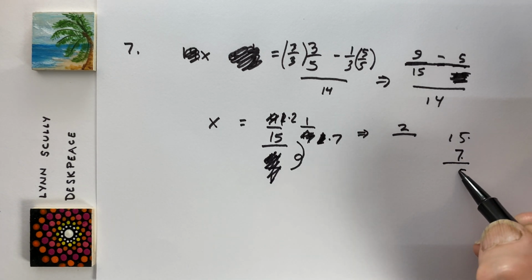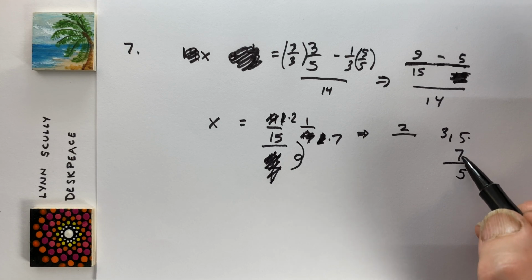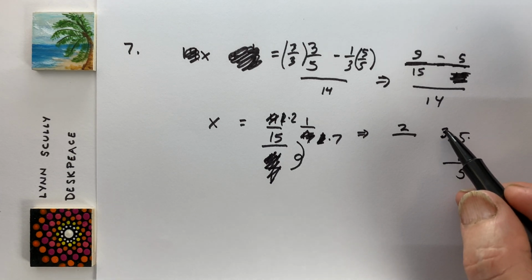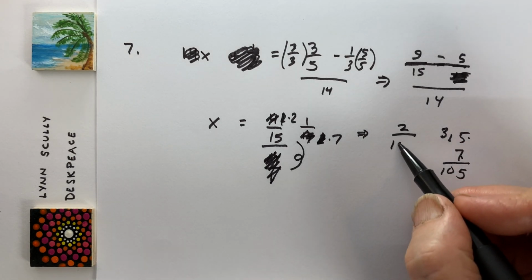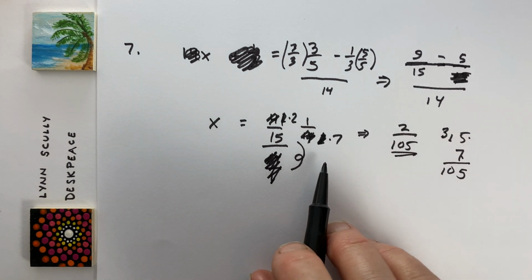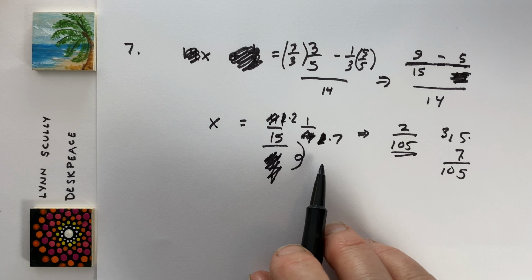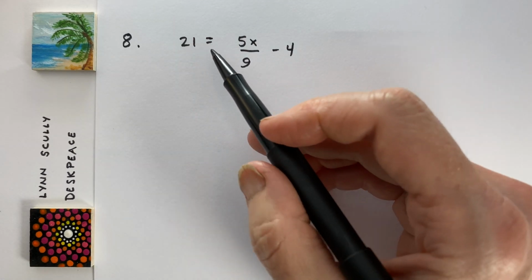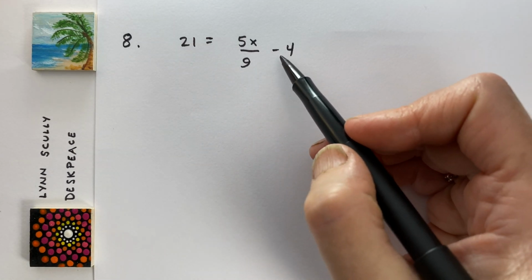7 times 5 is 35, put up the 3. 7 times 1 is 7, 8, 9, 10, 105. And I know that's not going to reduce more because when it was in pieces, I reduced it as far as I could. Number 8, 21 equals 5x over 9 minus 4.